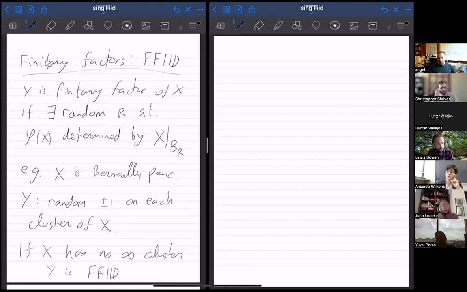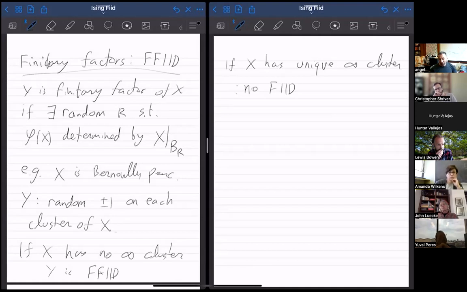What happens if you have infinite clusters? If X has a unique infinite cluster, then Y is actually not even ergodic, because the unique infinite cluster will be either all plus or all minus, and so you'll have a non-trivial bias on the density between pluses and minuses. So Y is not ergodic, so it's certainly not going to be a factor of IID, never mind finitary.